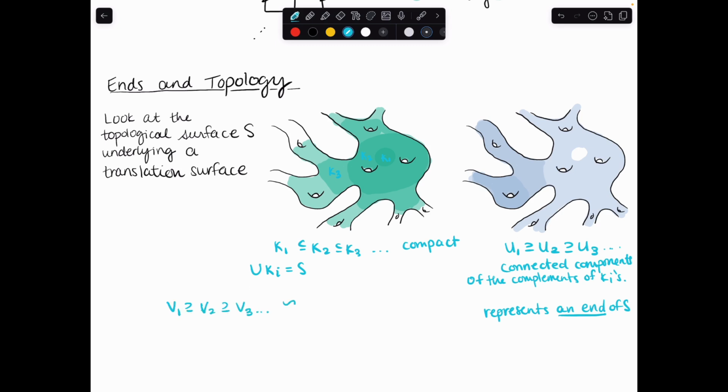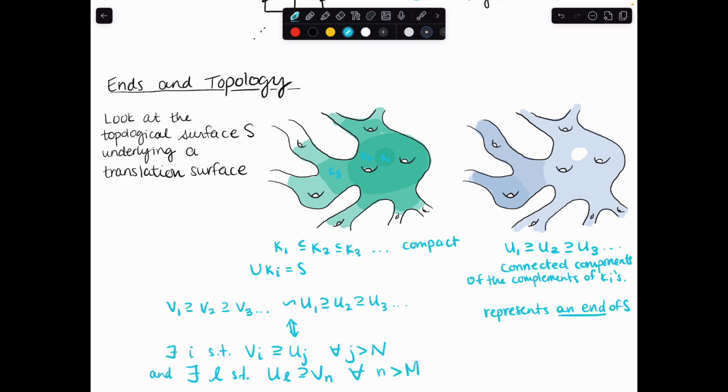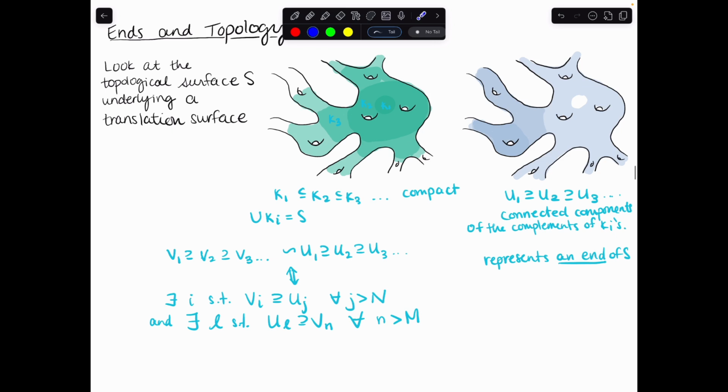And if you have two such sequences, V1, V2, V3, so on, that represents the same end as U1, U2, U3 if there is a V that contains the tail of the U sequence and there is a U that contains the tail of the V sequence. All right. And now there are two types of ends. As you look down your sequence of U's, for example, one possibility is that each U always has a handle, no matter how far down I go along my sequence. And in that case, we say that the end is accumulated by genus. Another possibility is as you go down your sequence, eventually the U's no longer have a handle. And then that is called a planar end, or an end not accumulated by genus.